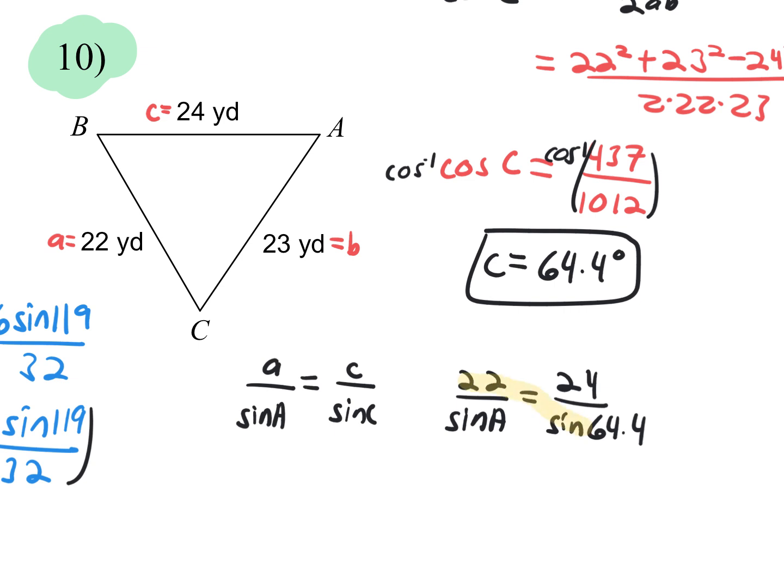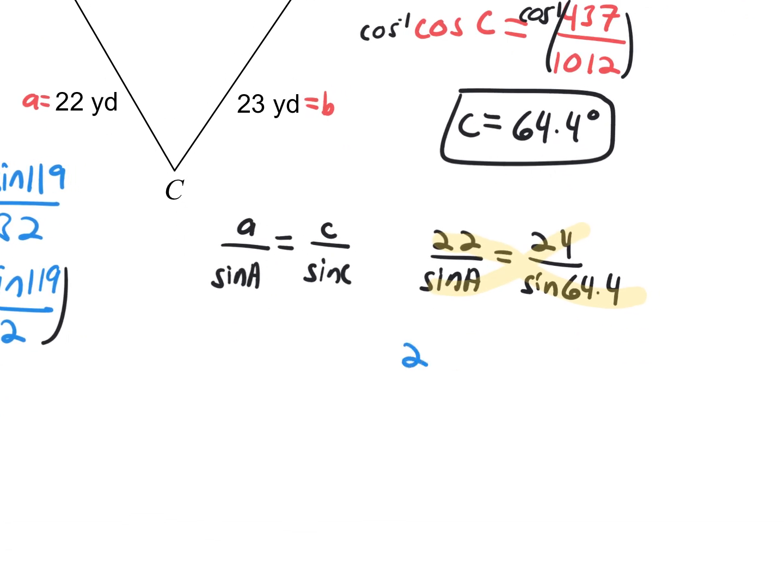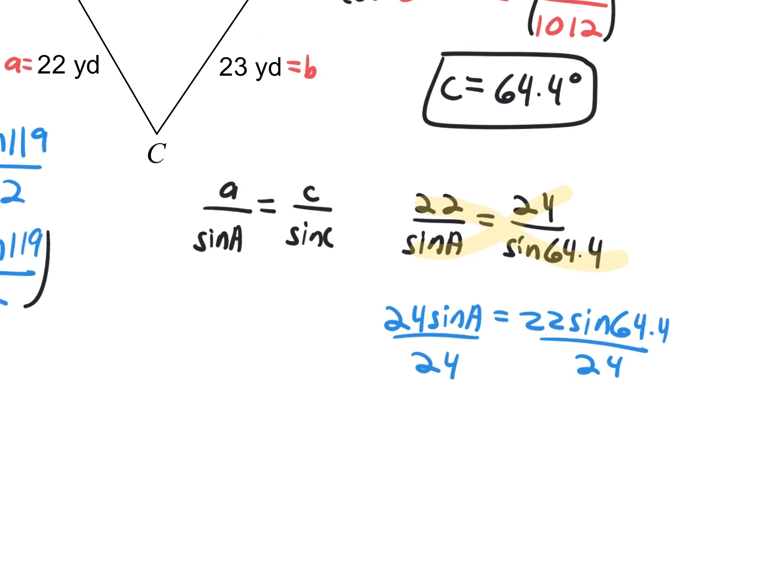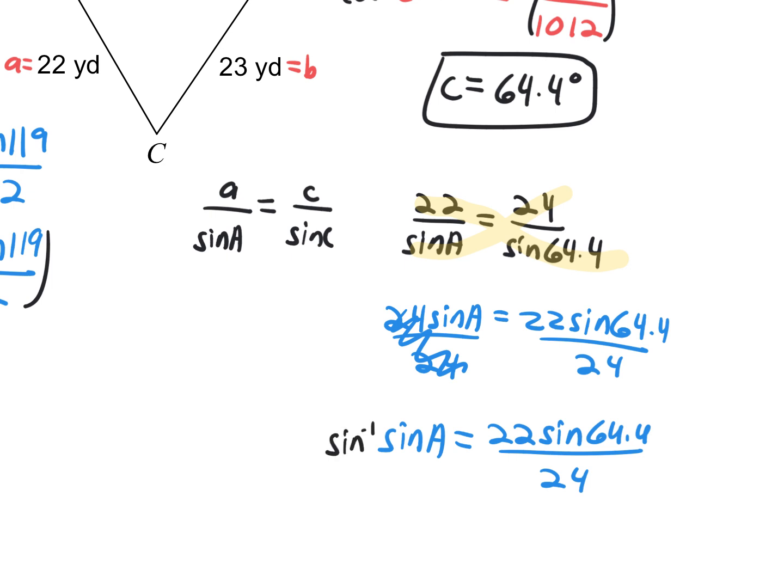All right, and then just like before, you do want to cross multiply. And then doing that's going to get you 24 times sine of A equals 22 times sine of 64.4. Divide both sides by 24. And then sine of A is going to get us 22 sine of 64.4 over 24. And then we do the inverse to get the angle by itself.